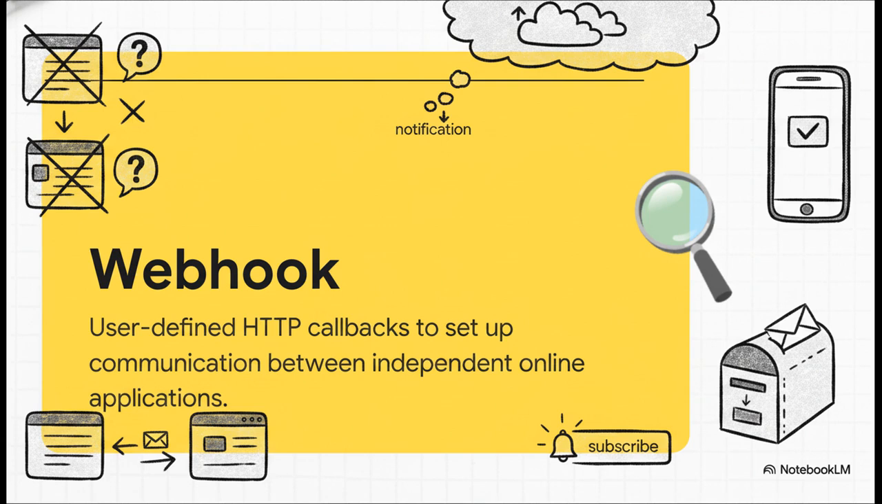Instead of your app constantly calling out and asking a service, hey, did anything happen yet? How about now? What about now? Which, by the way, wastes a ton of resources, the service simply sends your app a message the exact moment an event occurs. You subscribe to an event, and when it happens, boom, you get notified instantly.